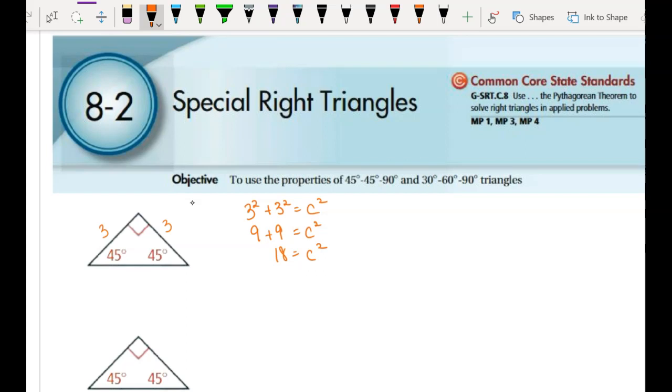Okay, let's simplify this because we need to take the square root of both sides. 18 is going to give me 2 and 9, and 9's a perfect square, so then I've got a pair of 3's. So this length is equal to 3, and singles stay home, square root of 2. Pairs go out, singles stay home.